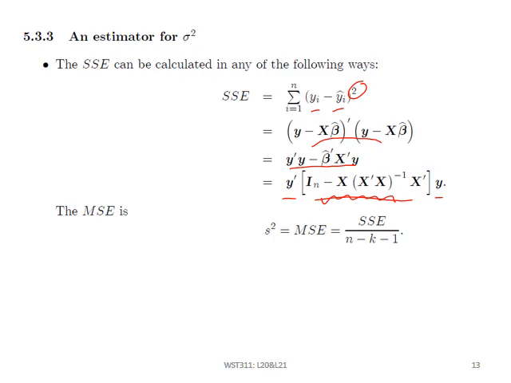S squared is equal to the mean square error. The mean square error is defined as the error sum of squares divided by n minus k minus 1. We will see in the next slide that the expected value of S square equals sigma square. Thus, S square is a method of moments estimator for sigma square.